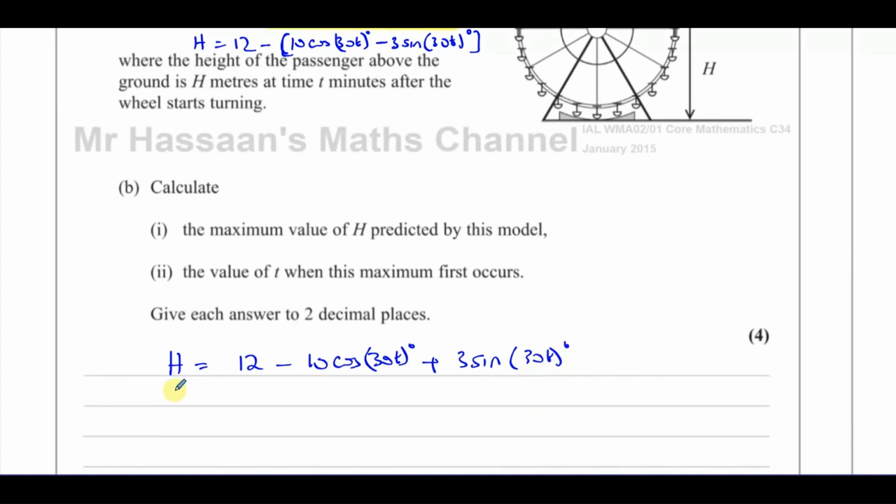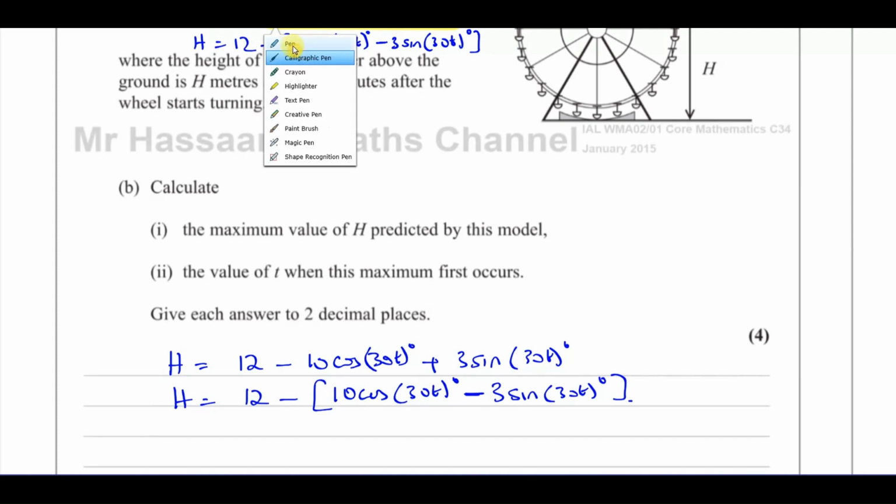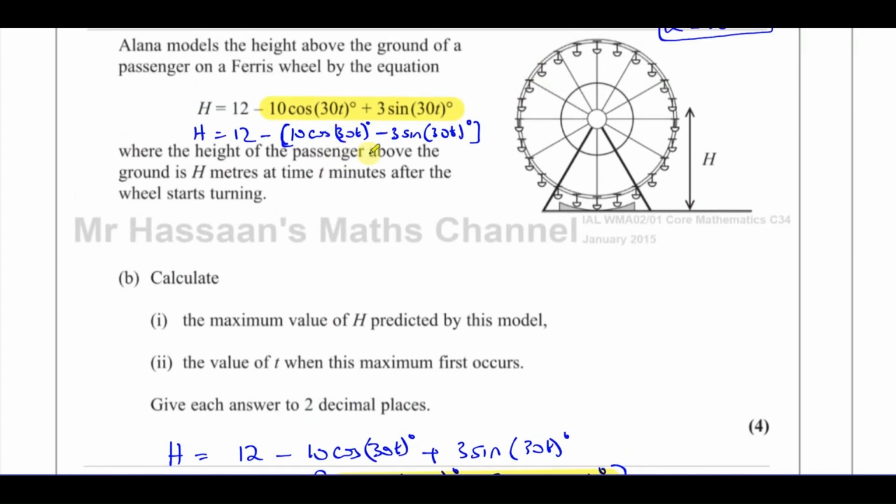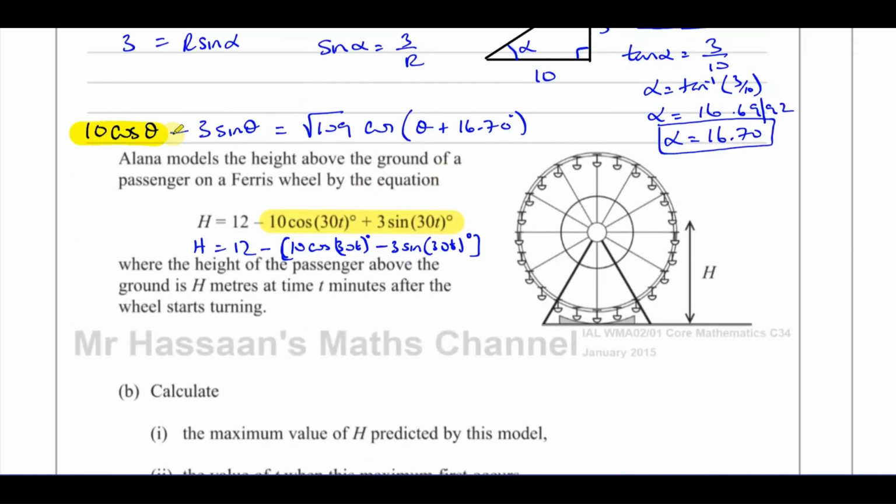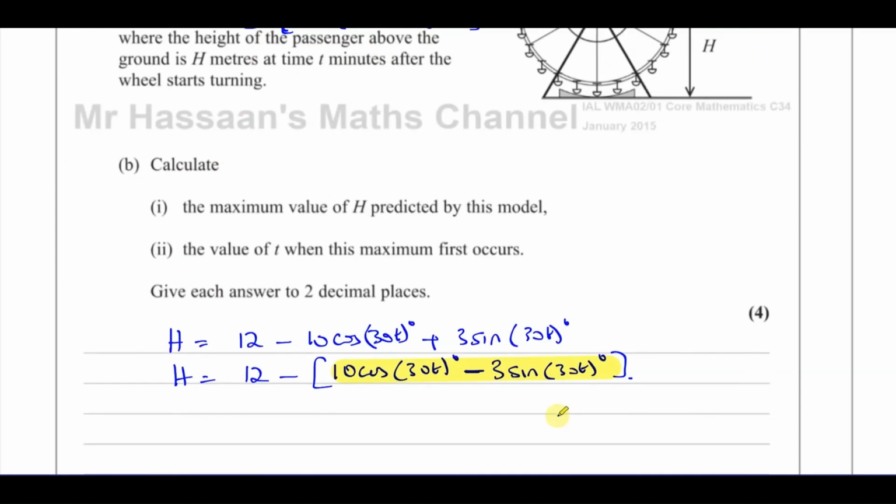So we start off with h equals 12 minus 10 cosine 30t degrees plus 3 sine 30t degrees. And we can see that if I rewrite this slightly so that it looks like what we found, I have 12 minus, I can put a bracket here. This becomes 10 cosine of 30t degrees. Then this has to become a minus, because when I expand that, that's going to become a plus now. So that has to be a minus here, 3 sine of 30t degrees. Now what I have in here is exactly the same as what we had over here, except the difference is the theta has now become 30t.